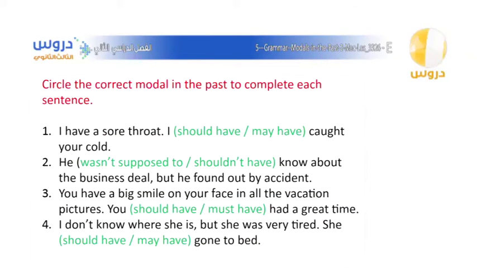Okay, now I need you to circle the correct modal in the past to complete each sentence. Hiba, or Aya, sorry. Which one of you attended first? I think it's Aya. Okay, Aya, you choose. The first statement is for you. Hiba, you take the second statement.